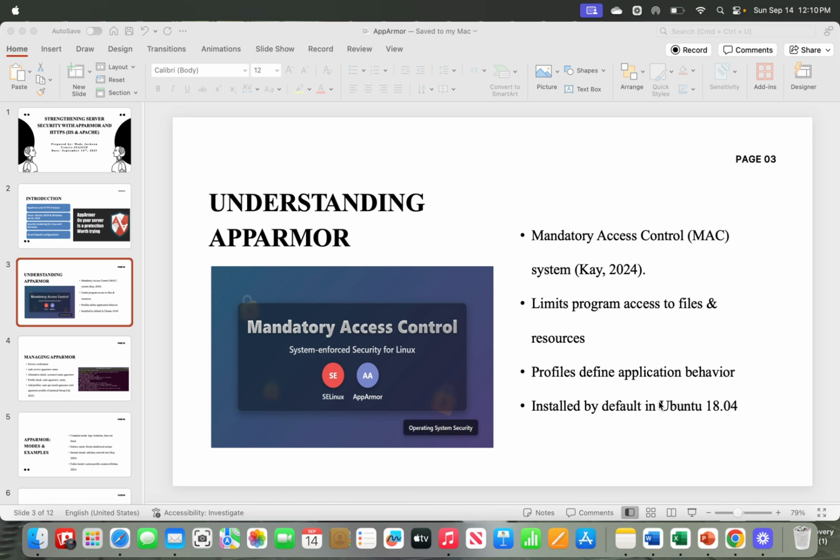On Ubuntu 18.04, AppArmor is enabled by default, which means that all applications can have a profile that describes the allowed operations of the application. Unlike traditional discretionary access controls that use user permissions, AppArmor keeps every compromised application in check.